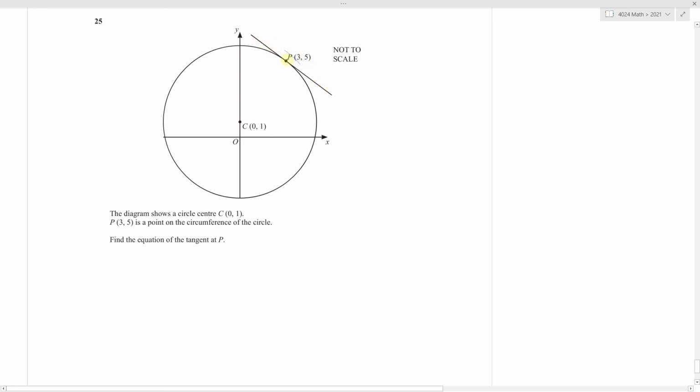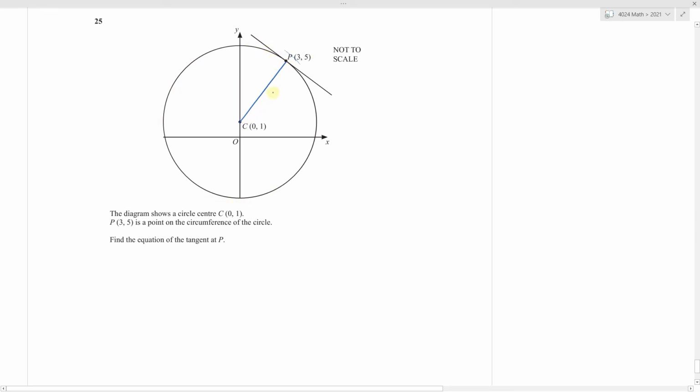So we already have one point on this line. So if we can find the gradient of this line, we can use the gradient and this point given P to find the equation of this line. So to find the gradient of this line, I can use this line CP here. So let me draw this. This is the radius of the circle because C is the center and P is on the circumference.